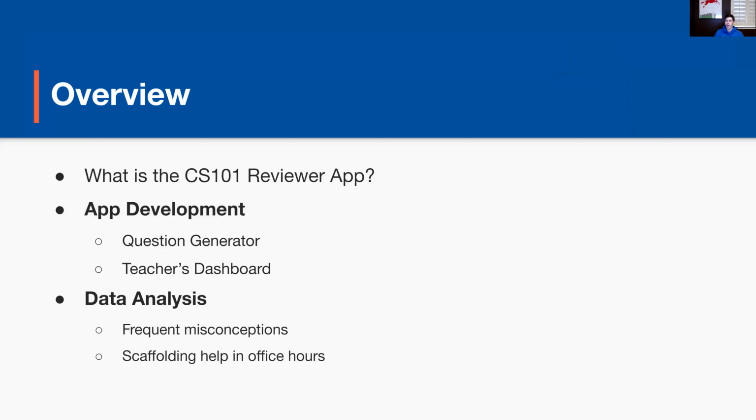So we already had a baseline version of the app to work with, but we had 4 main projects that we worked on over the summer, divided into 2 main focus areas. The first was app development, where we worked on generating more types of questions and implementing a new teacher dashboard feature. And we also had 2 data analysis projects. One of them was about frequent misconceptions that we could find in the app, and the other was about office hours analysis in CS 101.